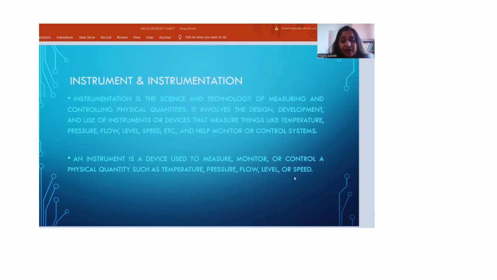An instrument is a device used to measure, monitor, or control a physical quantity, such as temperature, pressure, flow, level, or speed. All the successful achievements in science and technology are entirely due to its ability to measure the state, condition, or characteristic of a physical system in a quantitative manner with sufficient accuracy.